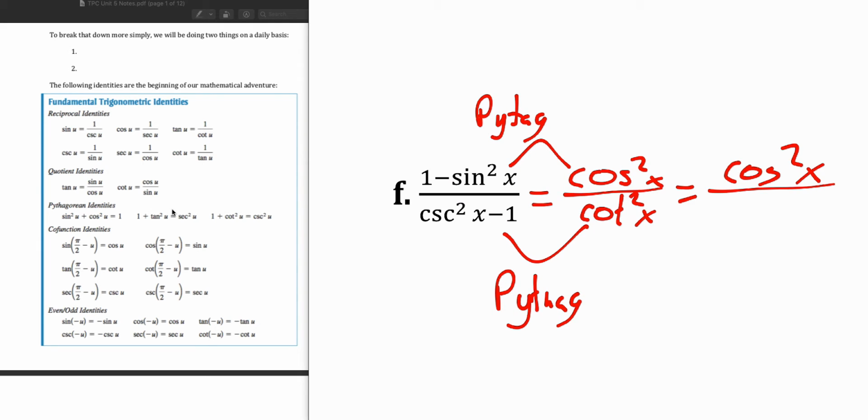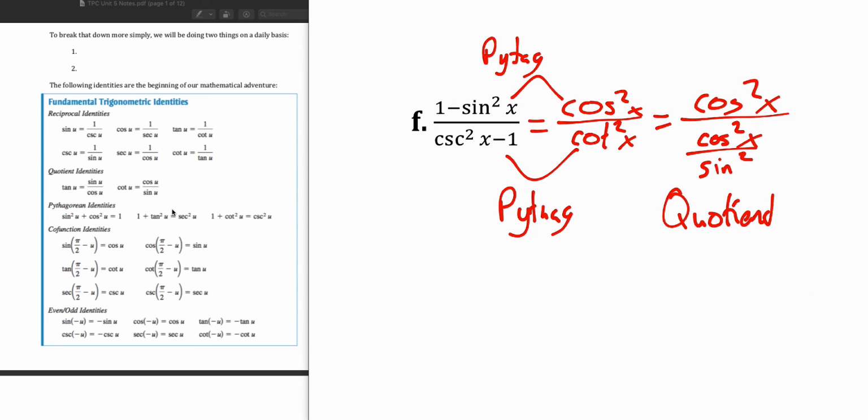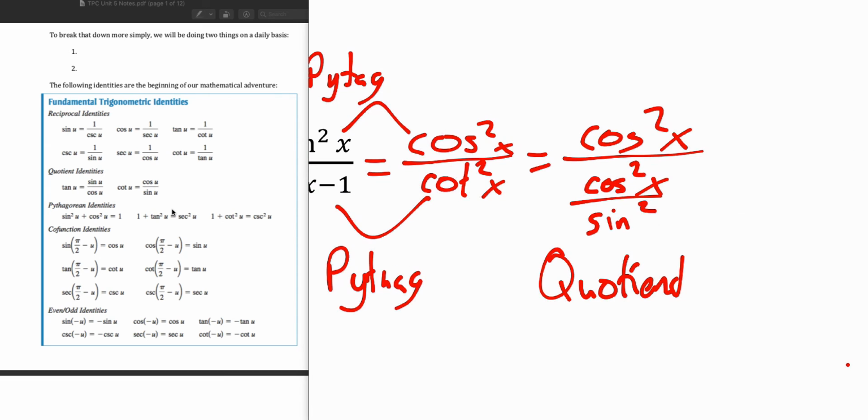Cosine squared over, again, once you get to this point, just start putting things in terms of sine and cosine. Knowing what we know about cotangent, we can write cotangent squared as cosine squared over sine squared. That's just using one of the quotient identities again. Actually, I'll just keep running horizontal. Cosine squared divided by sine squared. We're going to make that cosine squared of x. I'm going to put it over 1, multiplied by sine squared of x over cosine squared of x.